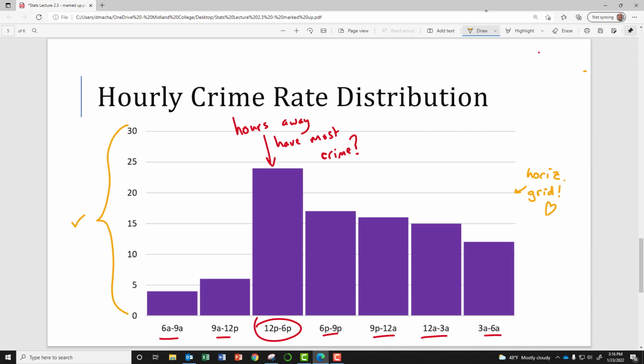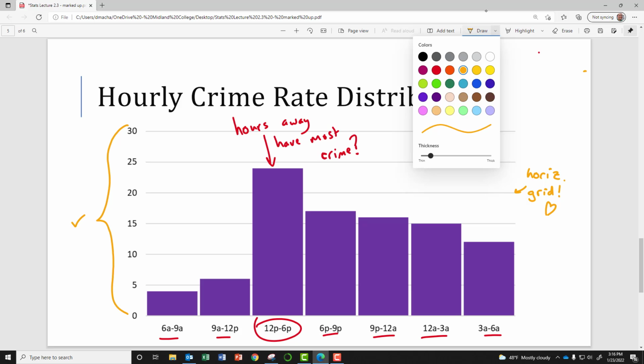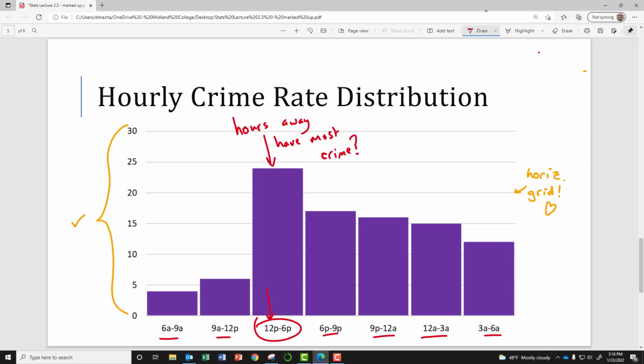The big issue here, finally getting to the point, the big problem with this bar graph is that this bucket is not the same width as the other buckets, right? So from 6 a.m. to 9 a.m., that represents 3 hours, and from 9 a.m. to 12 p.m., that represents 3 hours, and from 6 to 9, that's 3 hours, and from 9 to 12, 3 hours, 12 to 3, and 3 to 6, that's also 3 hours. But what about this bucket width? It's actually representing 6 hours.